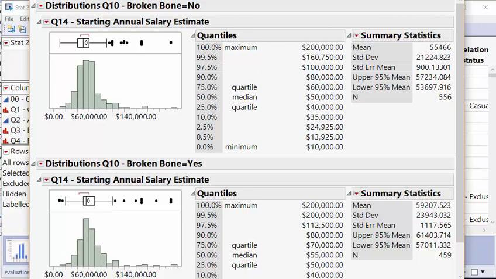Q1 and Q3 are respectively the same kind of interpretation as the median. 25% of students who have not broken a bone, I'm just talking about this number right here, expect to get $40,000. That means 25% of students would expect to get that or less, and 75% of students would expect to get that or more. At Q3, 75% of students expect to get $60,000 or less, and 25% of students expect to get $60,000 or more. That is the interpretation for Q3.